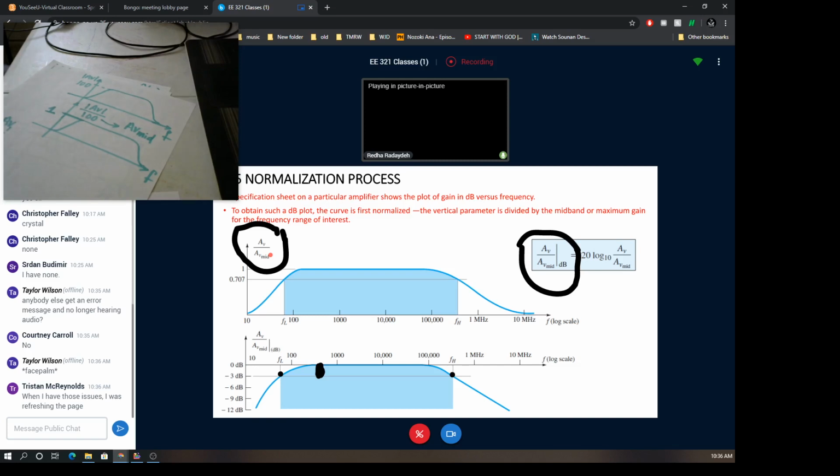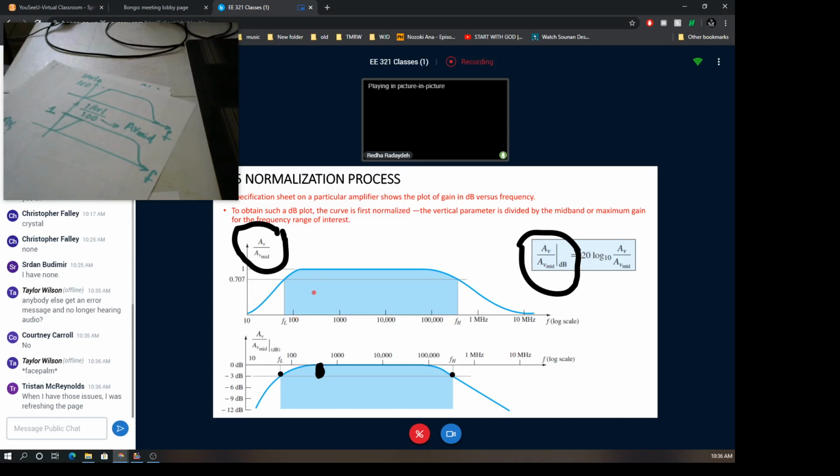I have a question. Yes. So the normalized version, sorry if there's feedback. The normalized version, is that the Bode plot, or is the Bode plot the one that is not normalized?